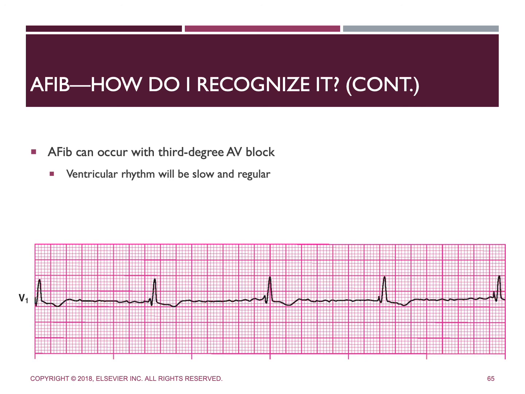This can occur when a patient who has AFib is prescribed medications to slow that ventricular rate as well. So excess medication can cause third-degree AV block, and when AFib is present with a third-degree AV block, that diagnosis of AFib is made on the basis of the presence of F waves. So you see these F waves in here, along with that ventricular rhythm being slow and regular.